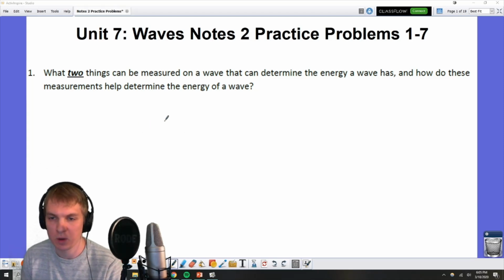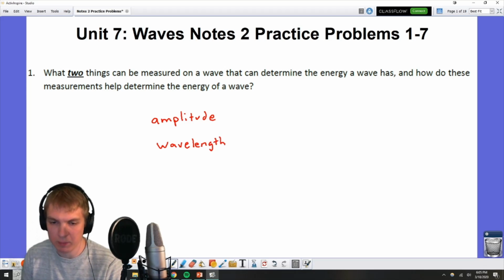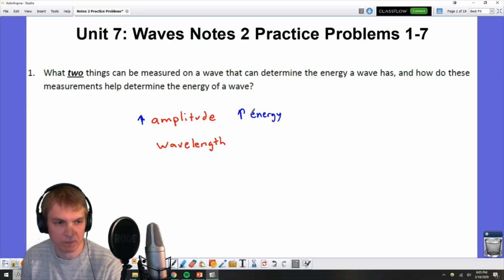Well, if you recall from the notes, there were two things that influence the energy. The first one being amplitude, and the second one was wavelength. So we're going to make sure that we keep those in the same color, and we're just going to put a little arrow here. So a high amplitude is equal to a high energy. That's what we can remember. The higher the amplitude, the higher the energy. All right.